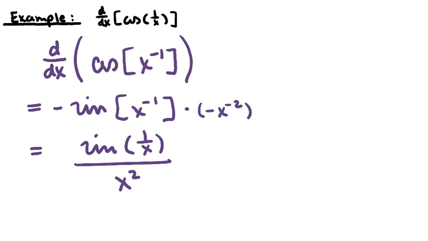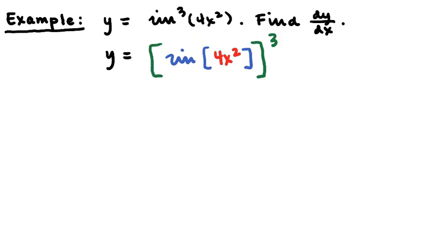Question was, how did I get x squared in the denominator? And that was from x to the negative 2 right there. Because that's what x to the negative 2 is. It's 2 powers of x in the denominator. It's the thing that if I multiplied it by x squared, I would have 1.